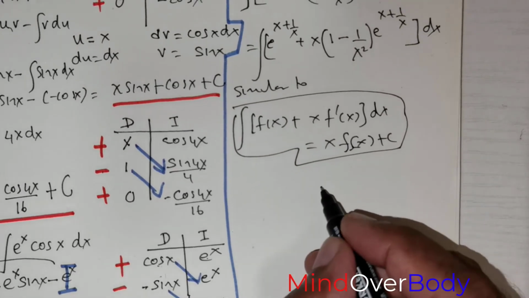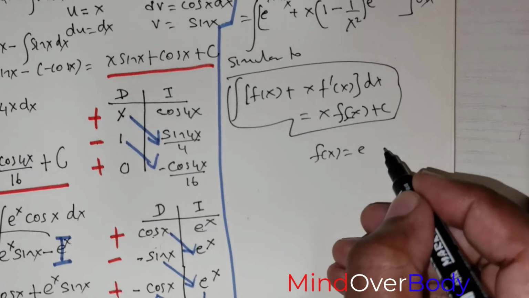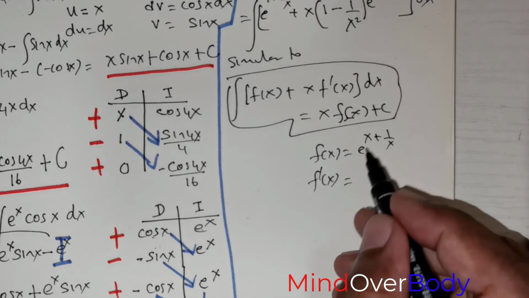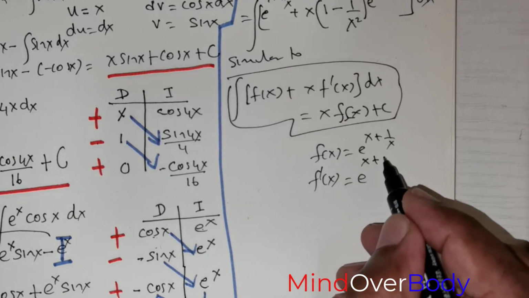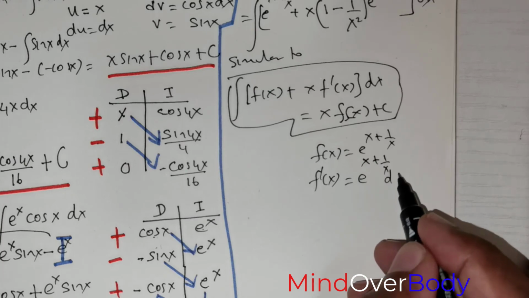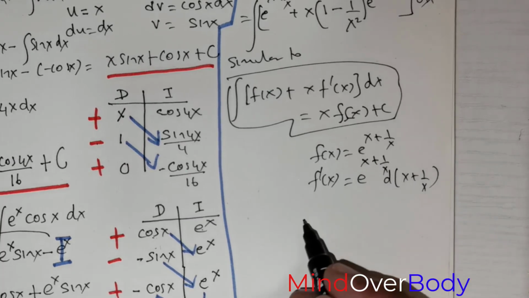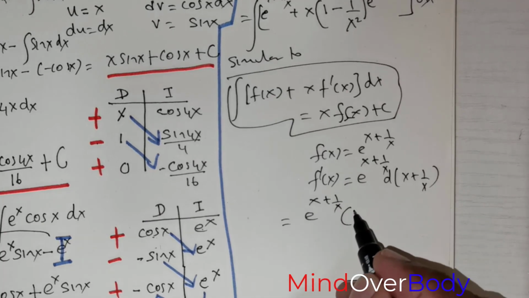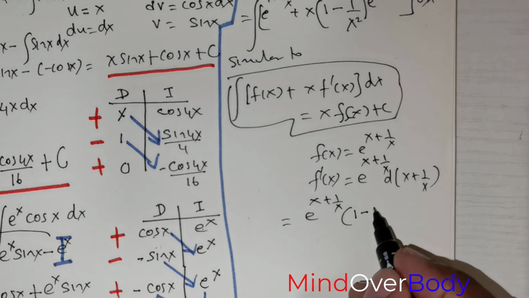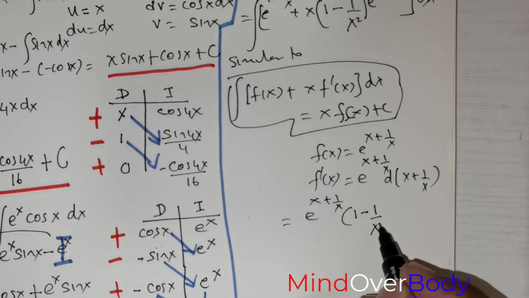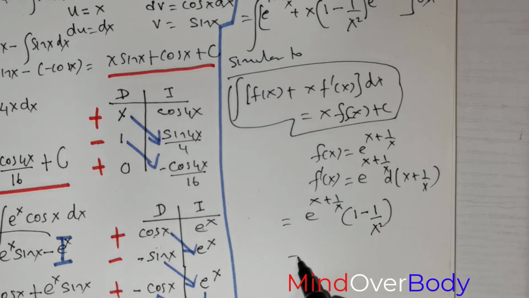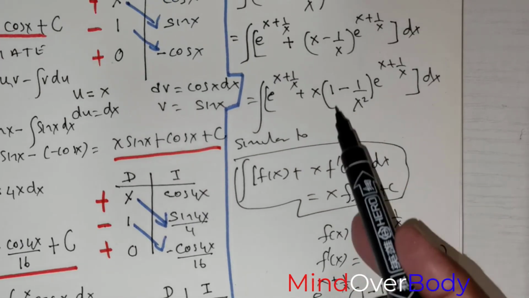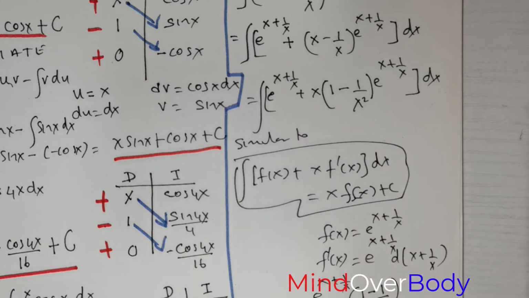So let me just take f of x to be equal to e raised to the power of x positive 1 over x, and I need to find f dash of x. The differential of this is going to be e raised to the power of x positive 1 over x times differentiation of x positive 1 over x. This is nothing but e raised to the power of x positive 1 over x. Differential of x would give me 1. Differentiation of 1 over x would give me negative 1 over x squared. So clearly you can see this is exactly what we are seeing here.